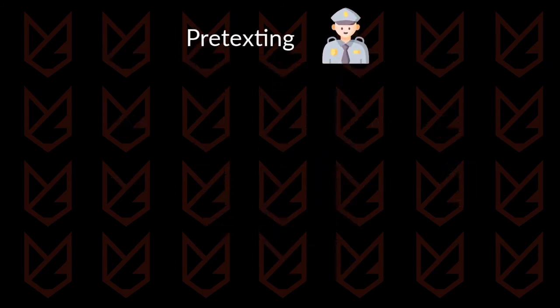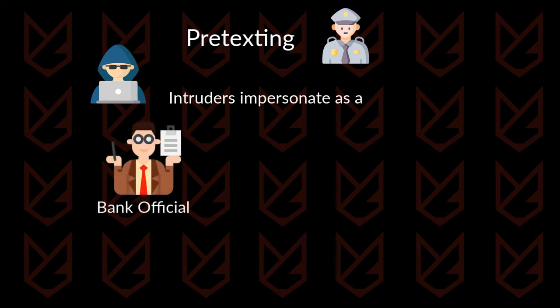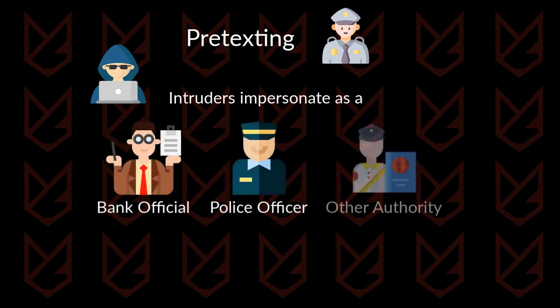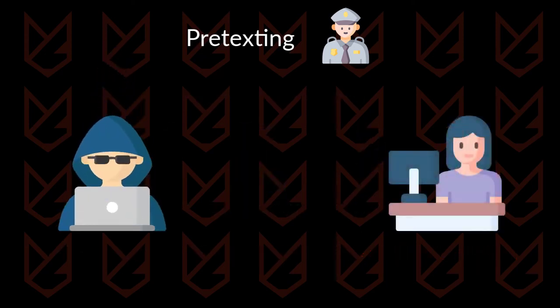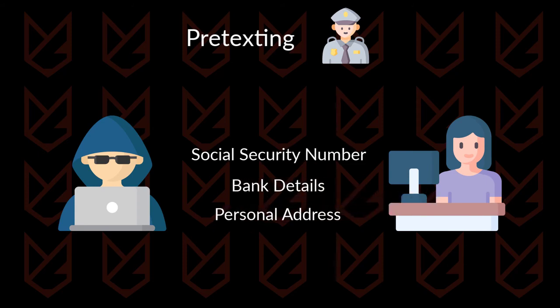Pretexting. In pretexting, the intruder would impersonate a bank official, police officer, or any other authority and cleverly manipulate the user to provide sensitive information. The intruder would first establish trust by validating standard info such as name, date of birth, etc. This information is gathered during research. Much essential information is collected using pretexting, such as Social Security number, bank details, personal address, and more.